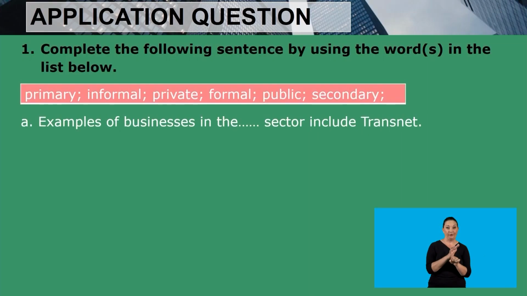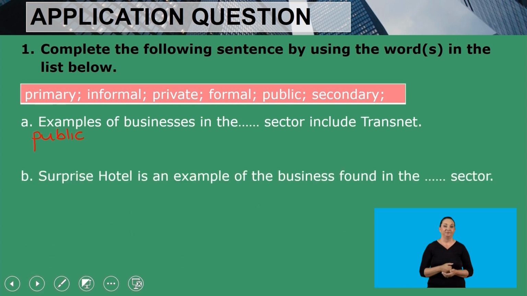The first question says, complete the following sentence by using the word or words in the list below. We have primary, informal, private, formal, public, as well as secondary. Examples of businesses in the sector include Transnet. So which one would be the correct answer for this sentence? Transnet is part of the public sector, because it is owned by the government.